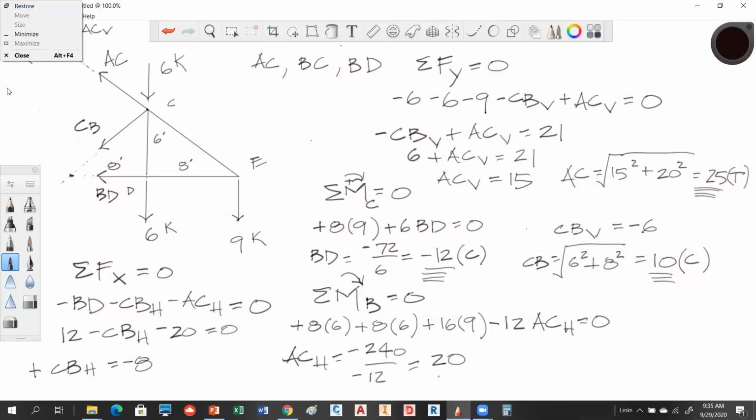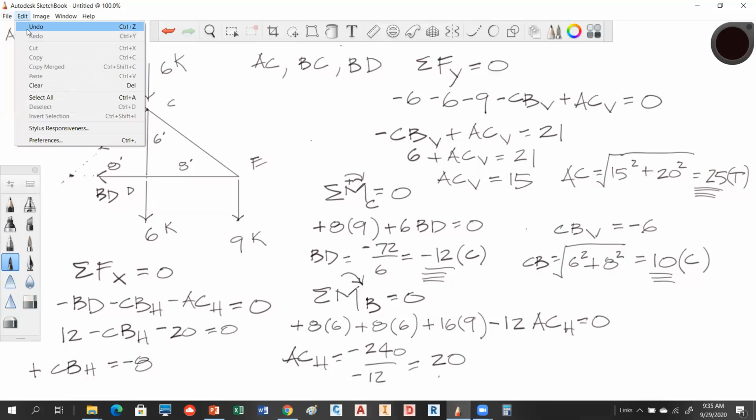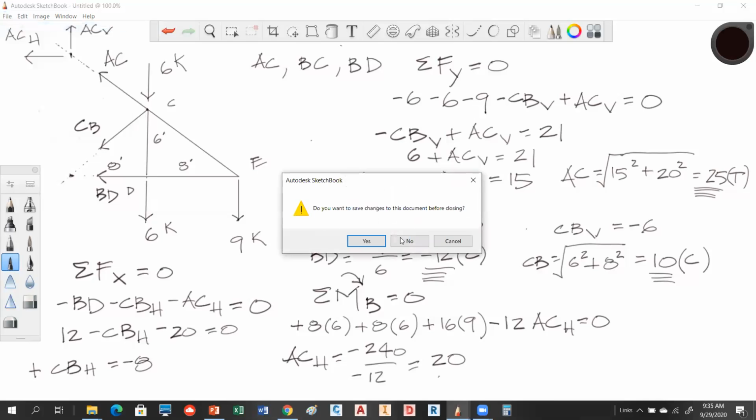So I'm going to go ahead and clean the screen up here, and we're going to take a look at problem 5 out of the book, which is a method of joints problem. It's a little bit longer winded. Give me a few minutes to draw this up, and then we'll get started.